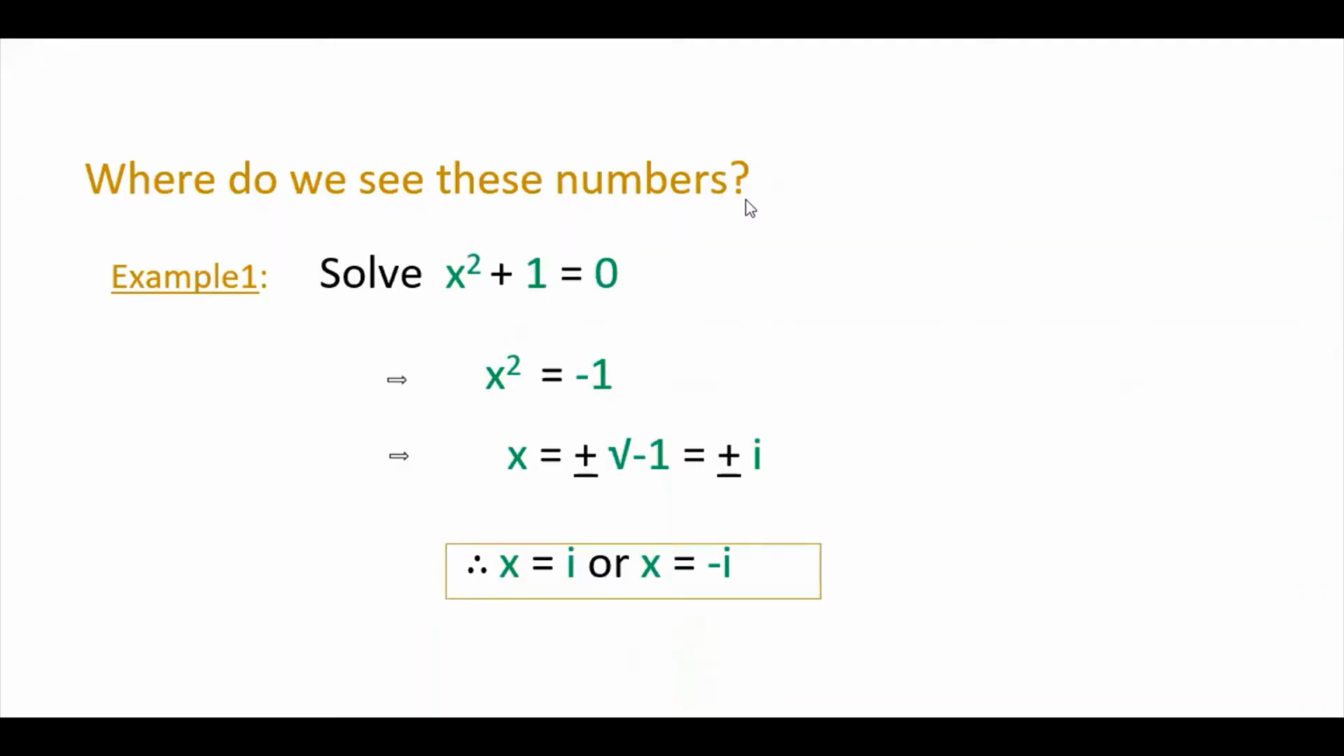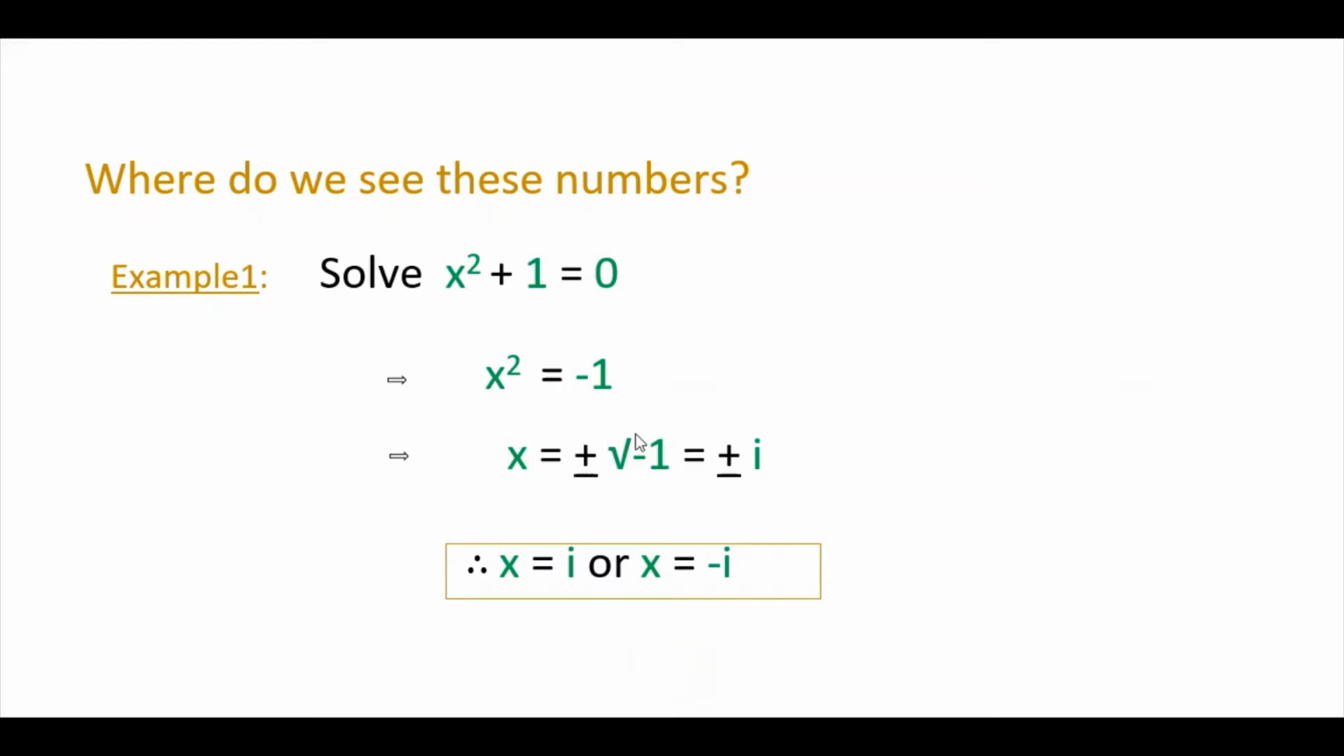Now, I am going to tell you where do we see these type of imaginary numbers. If you see these examples, you will understand. For example, solve x square plus 1 is equal to 0. This is a quadratic equation. And here you have to solve the x values. So, x square is equal to minus 1. Therefore, x is equal to plus or minus square root of minus 1.